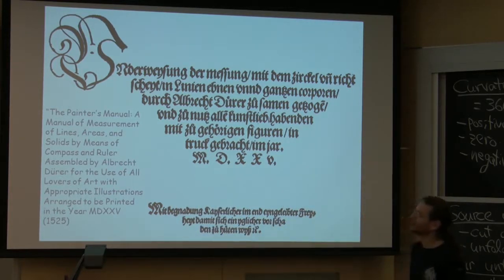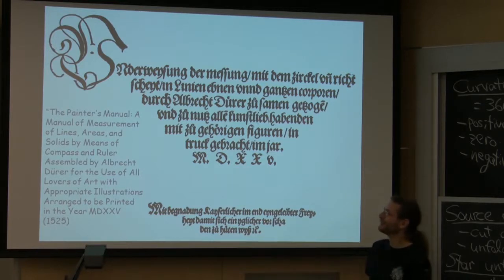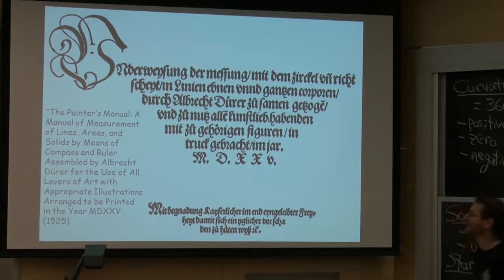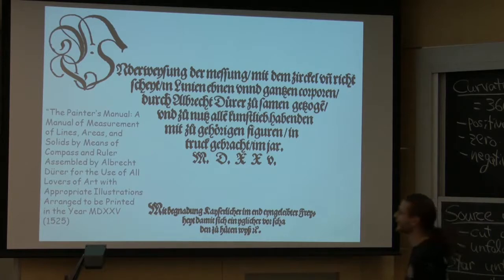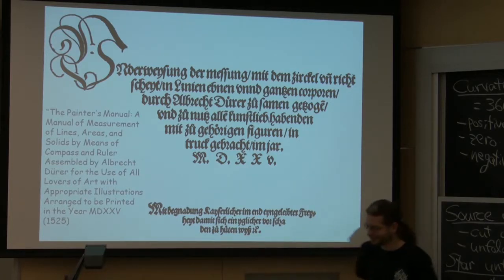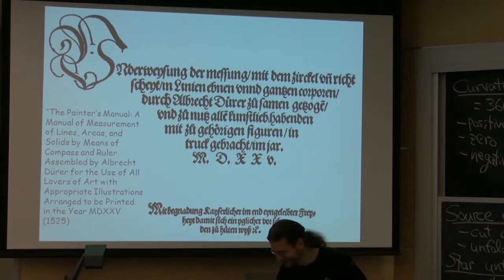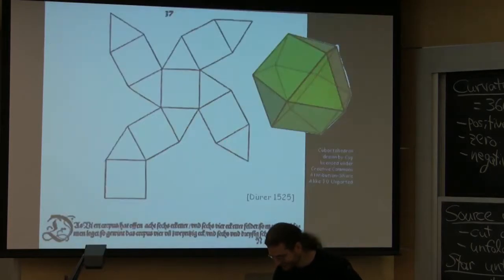The Painter's Manual, which I usually call it. A manual of measurement of lines, areas, and solids by means of compass and ruler assembled by Albrecht Dürer for the use of all lovers of art with appropriate illustrations arranged to be printed in the year MDXXV. Sorry. And I don't even know what the subtitle is. But, there you go. If you read German, I'm told this is a challenge because of the old script.